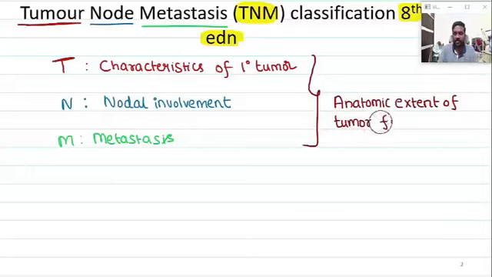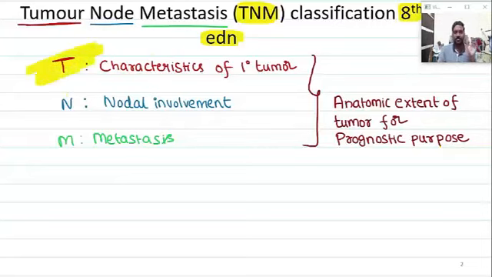So why is this anatomic extent of tumor important? For prognostic purposes. By seeing the amount of spread of the tumor, you can roughly assess the prognosis. If the tumor is less extensive, the patient can have a good prognosis. If the tumor is more extensive, the patient will have a bad prognosis. First, we will start from tumor, then we will go to nodal status, then we will go to metastasis.